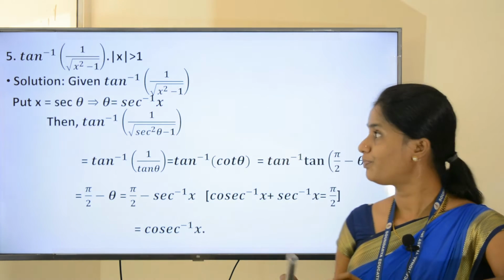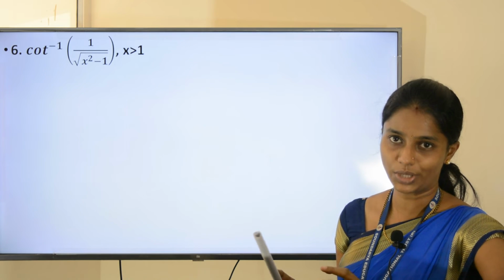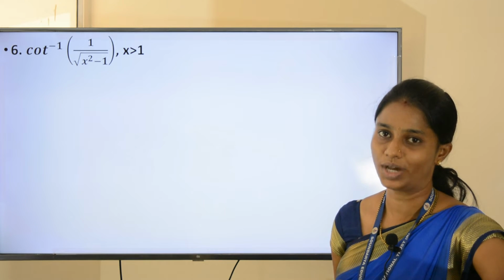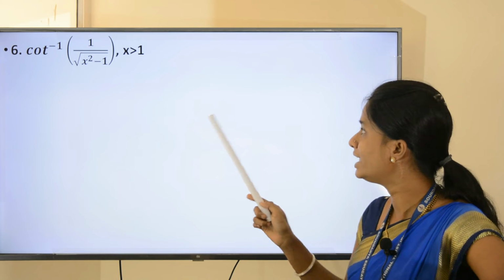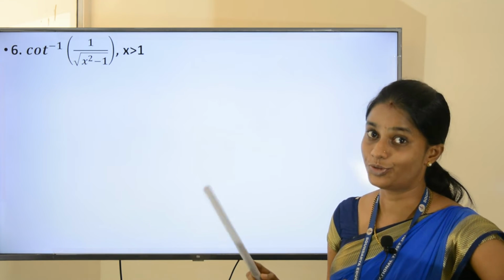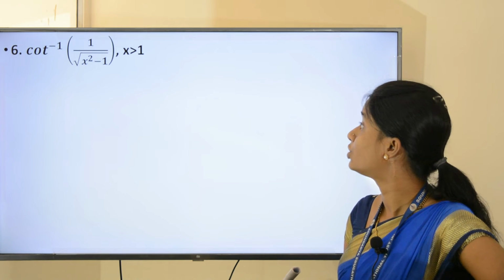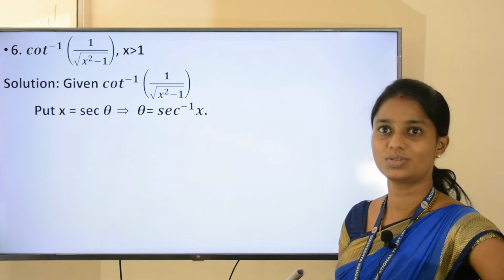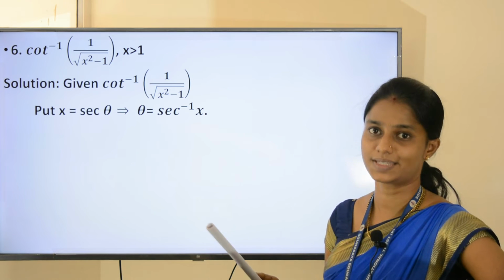Next problem, cot inverse of 1 divided by square root of x square minus 1, x greater than 1. Please observe the sixth and fifth problems. The cot inverse is there, and in the fifth problem, tan inverse is there. Obviously, the substitution will be the same, isn't it? So, what is the substitution? x is equal to secant theta. Theta can be written as secant inverse x.